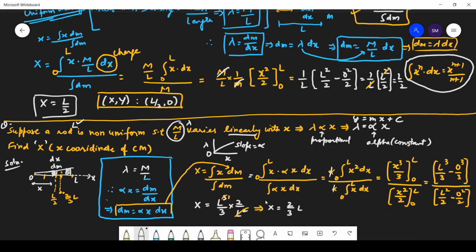L. Okay, so that's our x coordinate, so that was our target. So this is capital X, right, this distance, and that is equal to 2 by 3 L. So writing the center of mass in terms of length, in terms of fraction of length, this is what we have done. So students, I hope you have understood this. Please write it down. Hurry up.